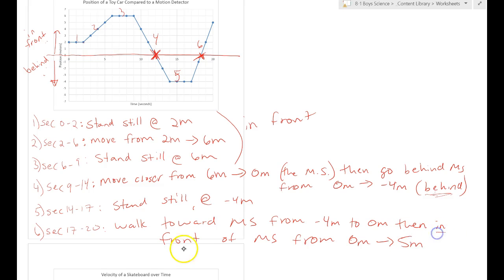Right, and I've got this in front here. Notice how I divide up negative 4 to 0 and then 0 to 5, right? I divide this line segment into two chunks. That way you can really call out the fact that you're walking up to the motion sensor and then going from behind to in front.